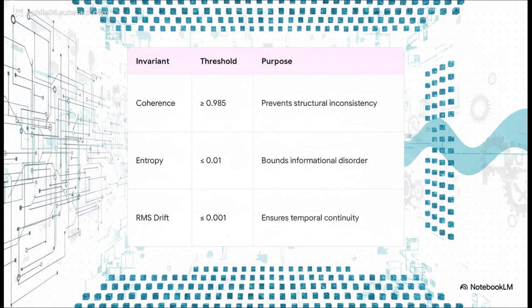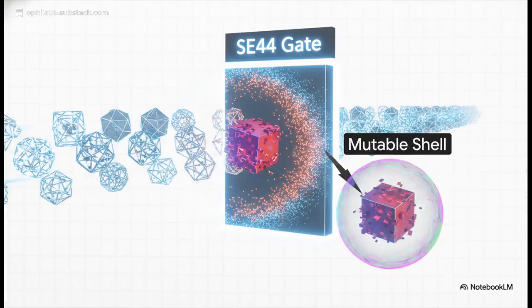And what's this gate checking for? Well, it boils down to 3 non-negotiable rules. First, coherence. Does this idea even make sense with itself? Is it internally consistent? Second, entropy. Is it orderly, or is it just a mess of random information? And third, RMS drift. Does it hold up over time, or does it wobble? If it fails even one of these checks, it's out. No exceptions.